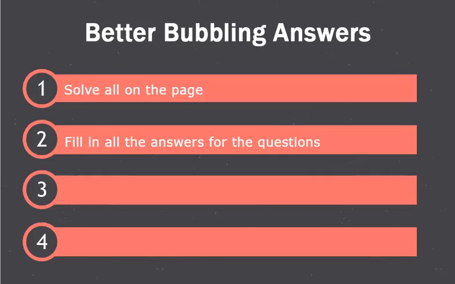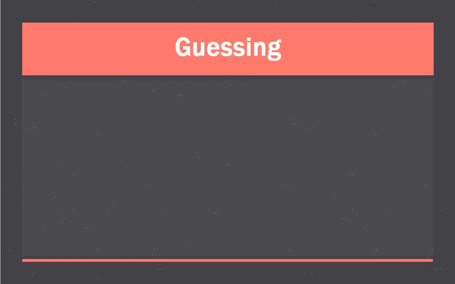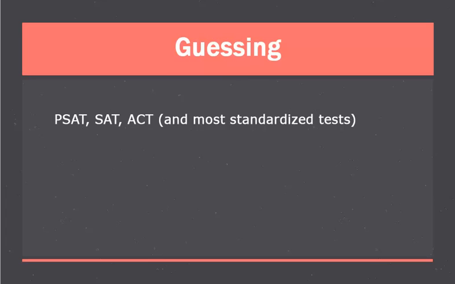Now, if you get really good with the time, the most efficient way would be to answer the entire section on the papers and then fill in all the answers for the entire section. This is very efficient. As of now, I'm not sure there are any tests that have a guessing penalty. But the ones that we're worried about, the PSAT, SAT, and ACT, do not have a guessing penalty. So you want to answer all your questions. But don't just guess. We'll show you a strategy.